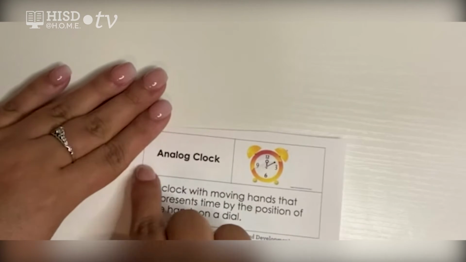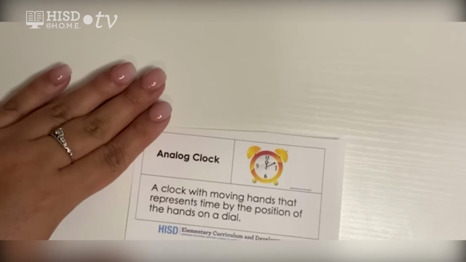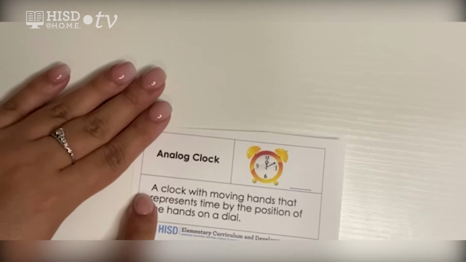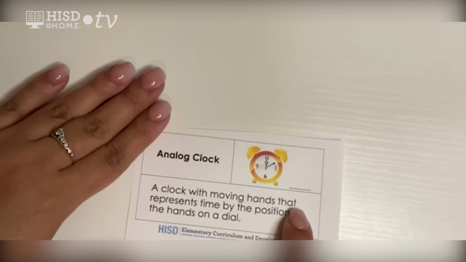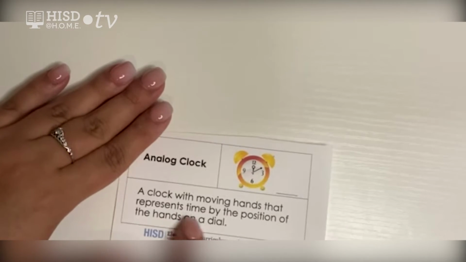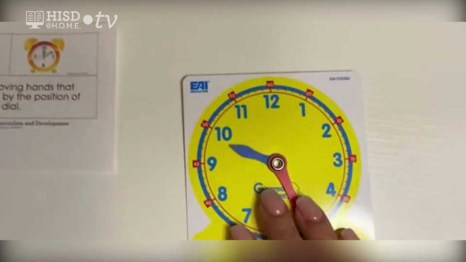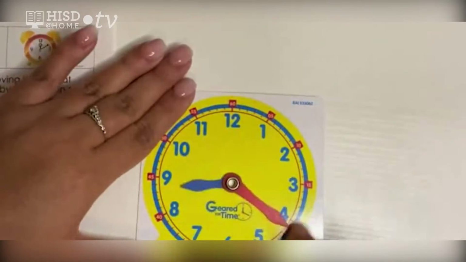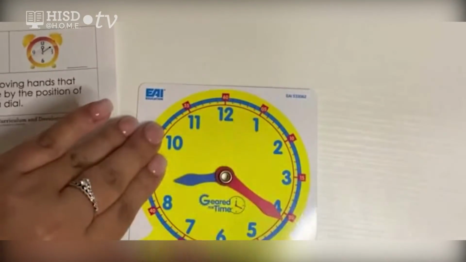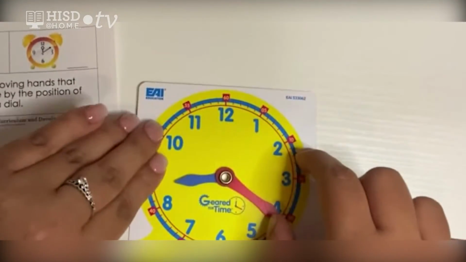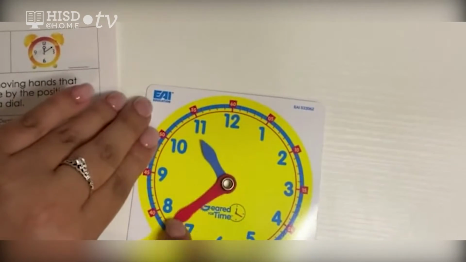And next we have an analog clock. This word represents a clock with moving hands that represent time by the position of the hands on a dial. This clock here, guys, is an analog clock. Analog. It's not digital. It doesn't tell us the time exactly. We have to read this clock.